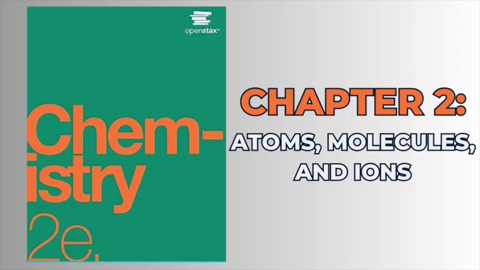Example 2.14. Naming covalent compounds. Name the following covalent compounds: A, SF6; B, N2O3; C, Cl2O7; D, P4O6. Solution. Because these compounds consist solely of nonmetals, we use prefixes to designate the number of atoms of each element: A, sulfur hexafluoride; B, dinitrogen trioxide; C, dichlorine heptoxide.